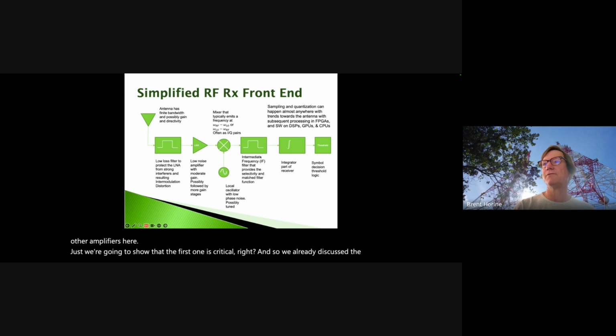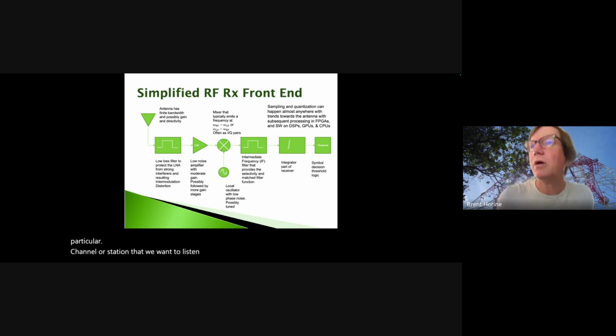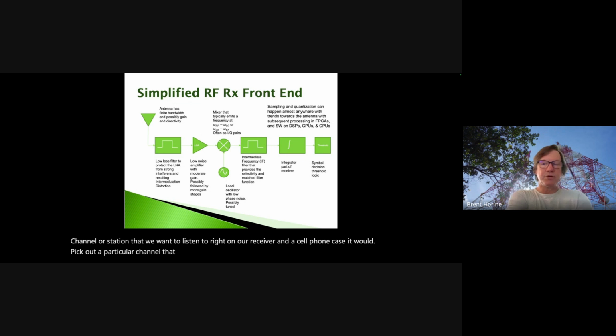Then we've got a filter here. This IF filter, intermediate frequency filter, is usually the one that actually selects a particular channel or station that we want to listen to on our receiver. In a cell phone case, it would pick out the particular channel that cell phone is operating on versus others, or in, let's say, an FM broadcast receiver, it's going to pick out the station you want.